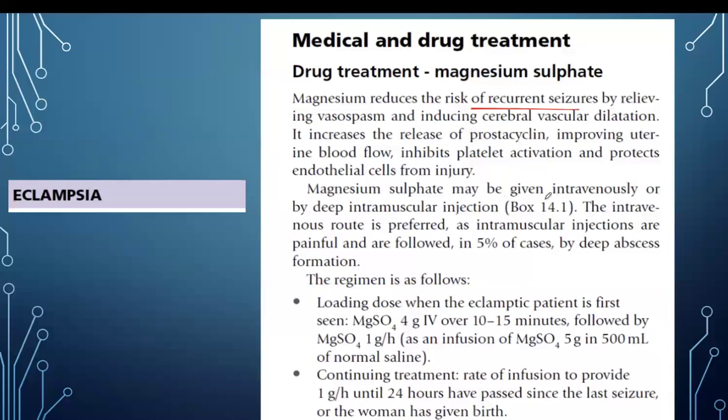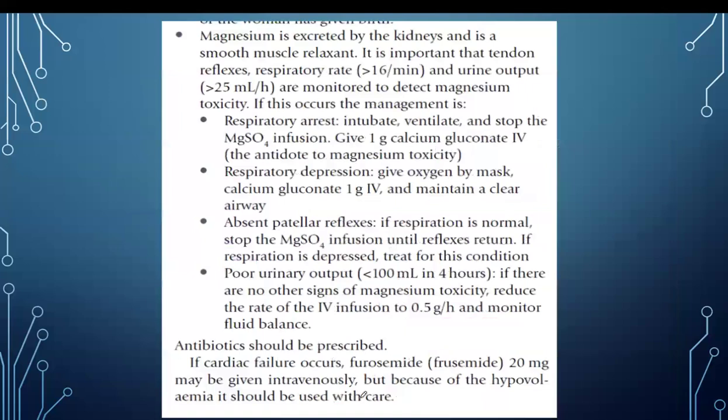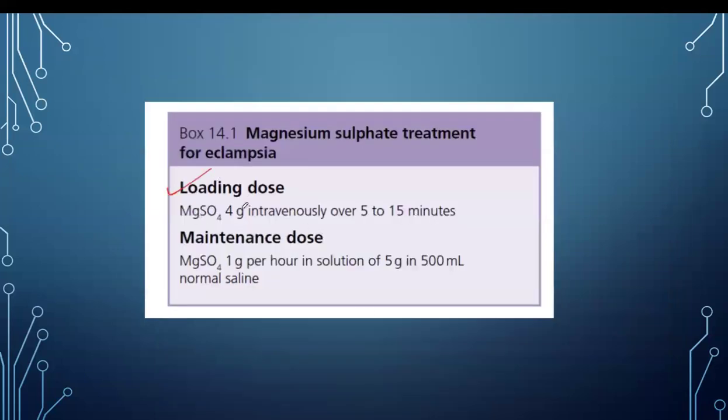And it is given intravenously or intramuscular. So the initial dose is 4 gram over 10 to 15 minutes. And then continuing treatment is 1 gram per hour. Now, this is one of the doses that comes in exam. So have a look in here. Loading dose is 4 gram and maintenance dose is 1 gram per hour for 24 hours.